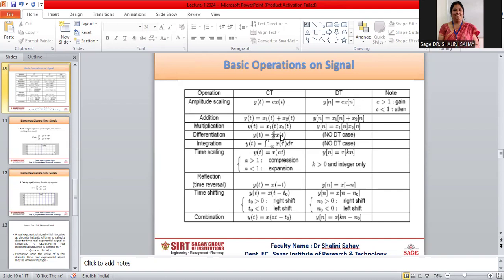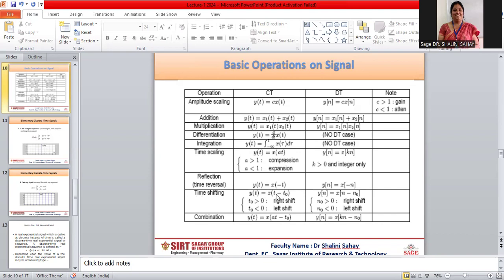When we differentiate the signal with respect to time t, then it is differentiation. And integration means that when we integrate the signal with respect to time, then it is known as integration. We can perform scaling in amplitude as well as time scaling. We can compress the signal or we can expand the signal in the two forms of time scaling. We can invert the signal, which is known as time reversal, where it can be converted into even or odd signals. Then time shifting, when we shift the signal on the axis to the left side or the right side.